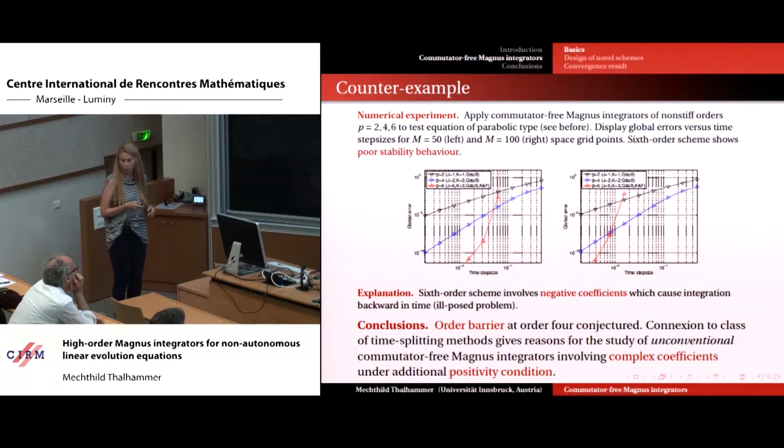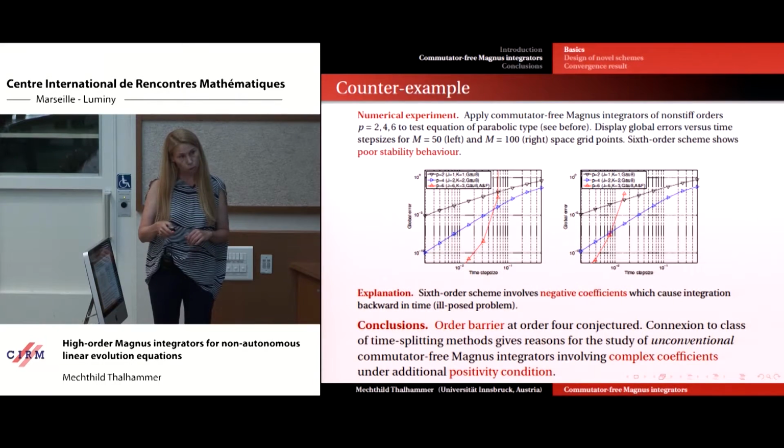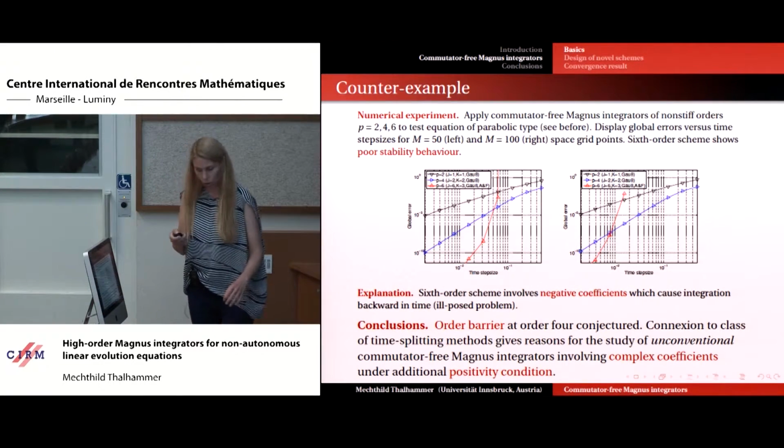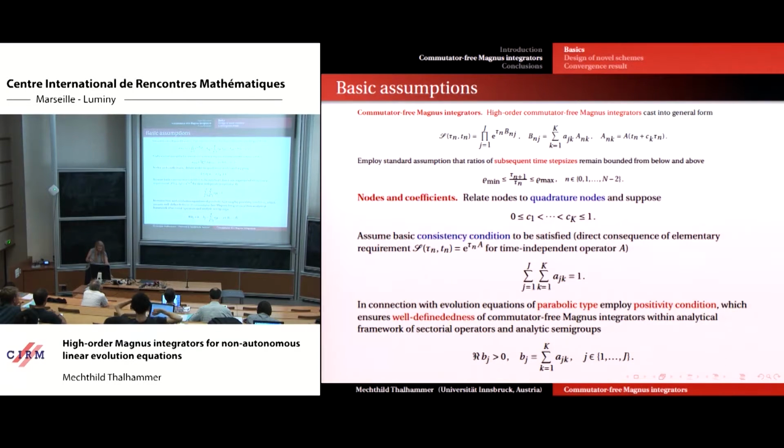And I mentioned that there is this connection to splitting methods, and in splitting methods, in the last years, where you have a similar problem, the idea was to overcome these kinds of problems by using complex coefficients, and so our idea is to use complex coefficients for parabolic problems, to satisfy a certain positivity condition we need for stability reasons or well-definedness.